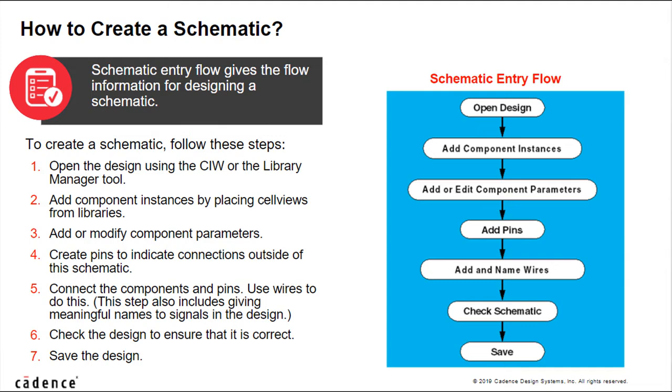To start with, you can first open the design using the CIW or the Library Manager tool, then add component instances by placing cell views from libraries. After that, add or modify the component parameters, create pins to indicate connections outside of the schematic, connect the components and pins using wires, check the design to ensure that it is correct, and finally save the design.